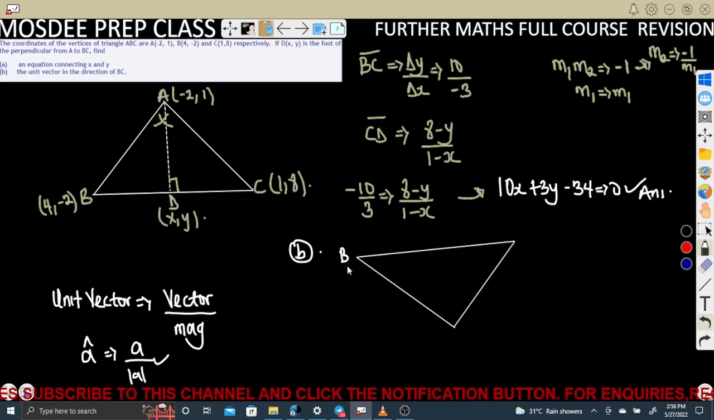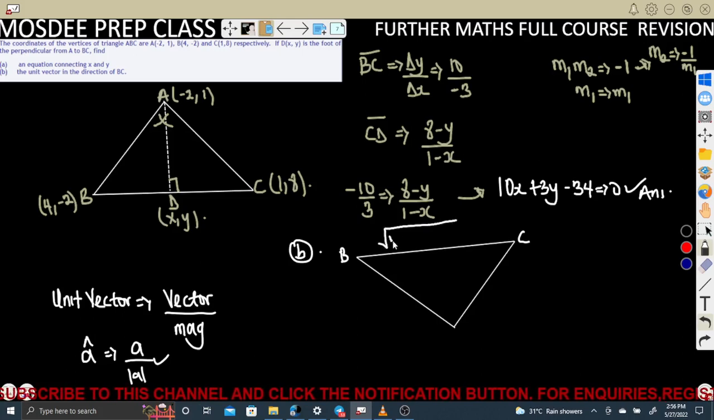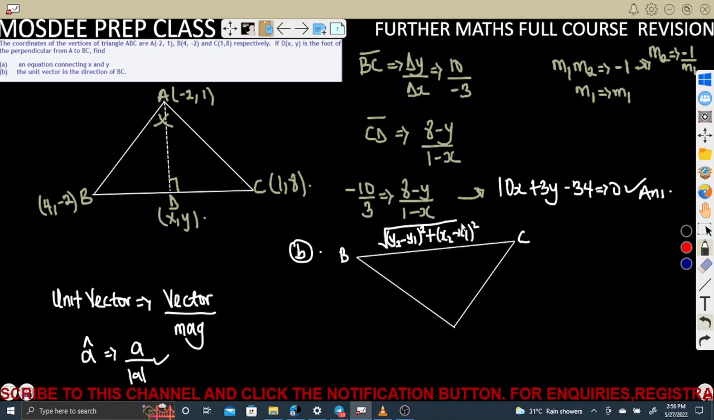So if I want the distance between 2 points B and C, I should be able to do that. The distance between 2 points formula, you guys should remember, is the square root of (y2 minus y1) all squared plus (x2 minus x1) all squared. So I want to do that: vector over its magnitude. I told you it's vector over its magnitude.